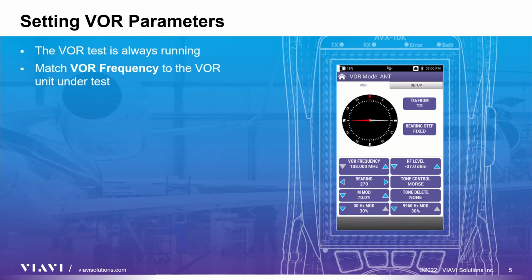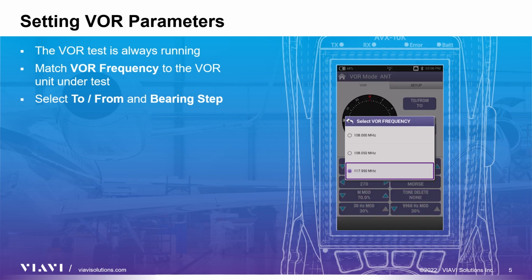Before we look at the main page of the VOR instrument, it is important to understand that the VOR instrument is always running and that changes in parameters are immediate. Users will also need to match the VOR frequency of the unit under test with the VOR frequency on the AVX10K. As standard for the user interface, all of the fields with a blue background can be modified. The to, from field toggles the direction between to and from. Bearing step toggles between fixed and bearing and affects the bearing field below.